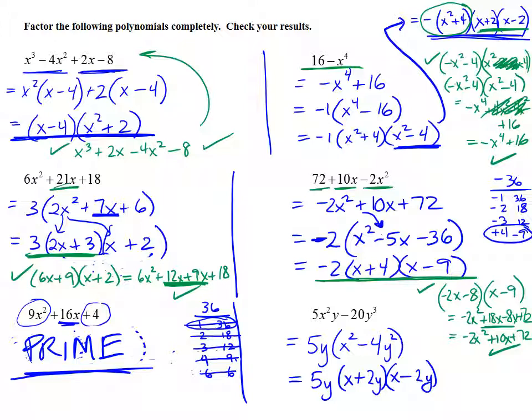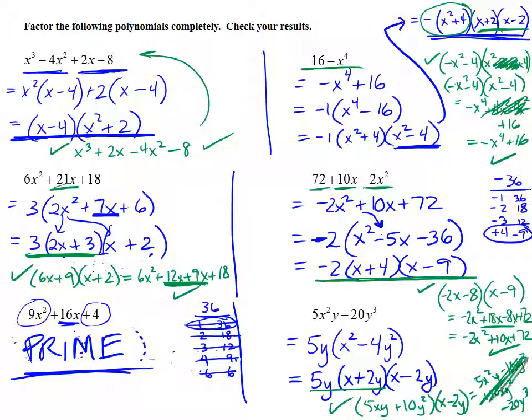So to check this, first multiply the 5y into the first one. 5y times x, 5xy, plus 10y squared. Multiply that by x minus 2y. I'm running out of room, so I'm going to squeeze it in here if I can. 5xy times x is 5x squared y. Outside terms would be negative 10xy squared. Inside terms would be positive 10xy squared. And the last terms would be negative 20y cubed.